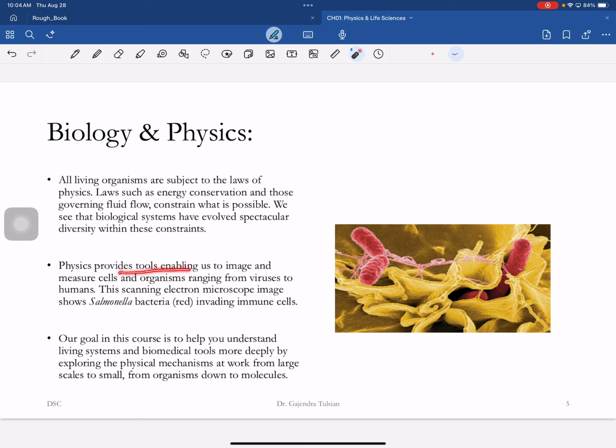Physics provides tools enabling us to take images. So to take these images, physics principles went into this thing. This scanning electron microscope image shows salmonella bacteria invading the immune cells. So this image was taken by a scanning electron microscope.